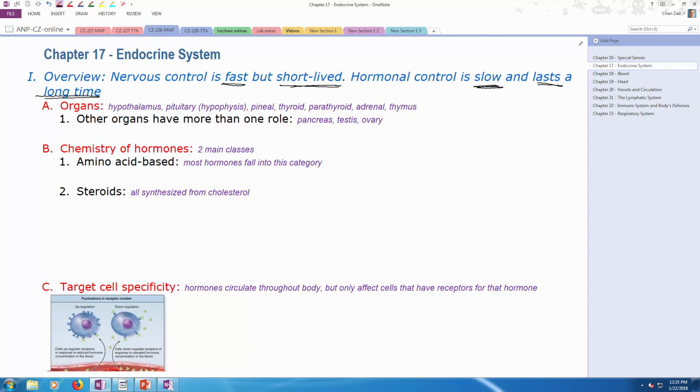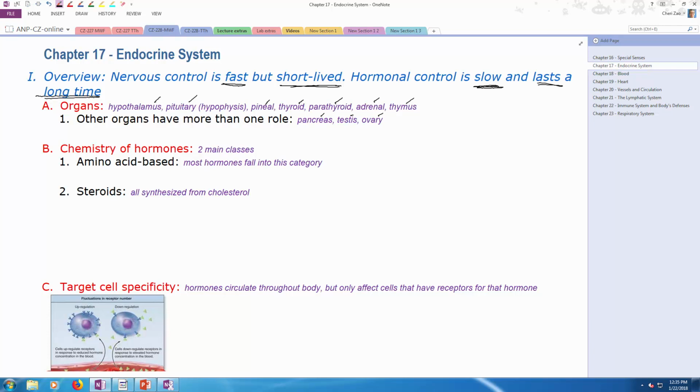We have the hypothalamus. We have the pituitary, often called the hypophysis. We have the pineal gland, the thyroid gland, the parathyroid glands, our adrenal glands, the thymus. We also have the pancreas, the testes, and the ovary. All of those organs produce hormones that are released into the bloodstream to circulate to their target organs to activate them into doing whatever it is that they're supposed to do.